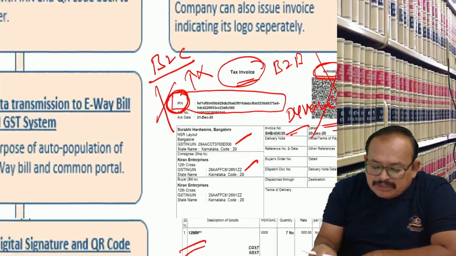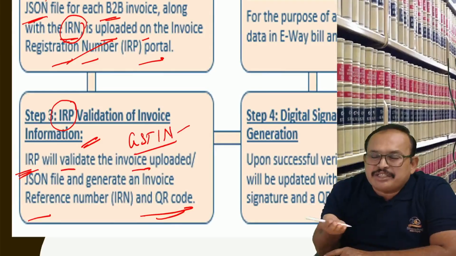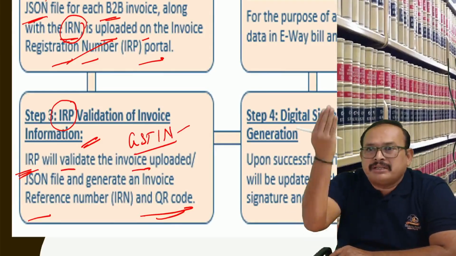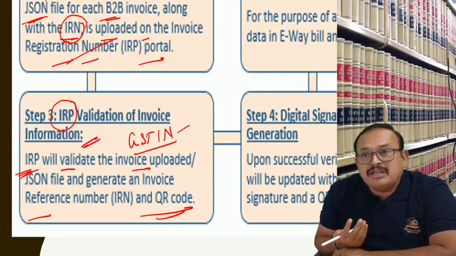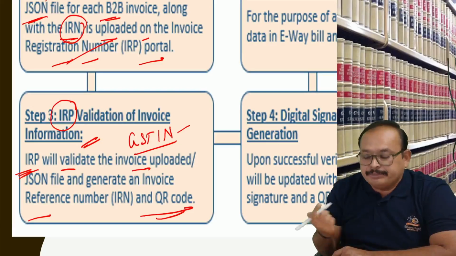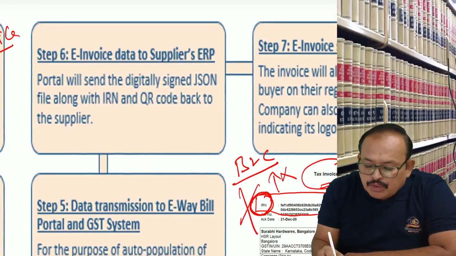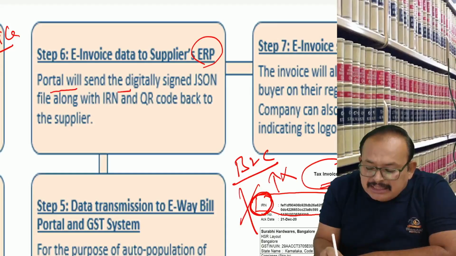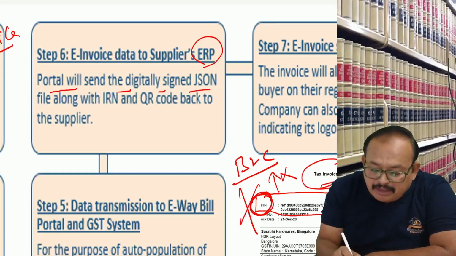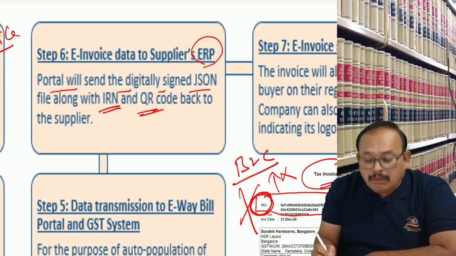Now, when you generate through the particular IRP portal, the invoice registration portal, the IRN number, the invoice reference number, is generated, through which it generates the dynamic QR code. Fine. Then e-invoice data goes to the supplier's ERP. The portal will send a digitally signed JSON format invoice file along with the IRN, the invoice reference number, along with the QR code back to the supplier.